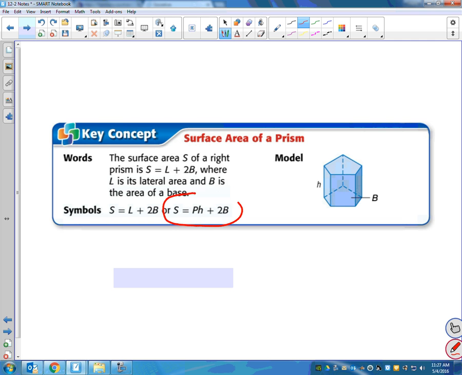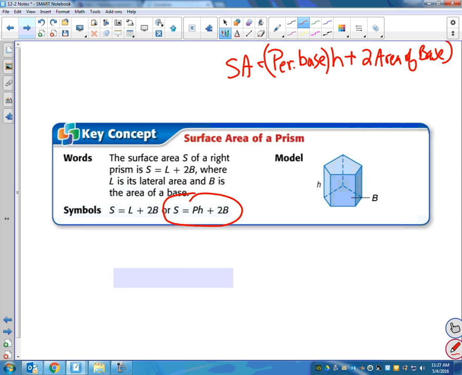I like this one better, because I forget what L stands for. That's too many letters, right? So I always do SA for surface area. Surface area equals the perimeter of the base times the height plus 2 times the area of the base. So when they use capital B versus lowercase b, it means the area of the base. But if you need to write that out in words a little bit, perimeter of the base.